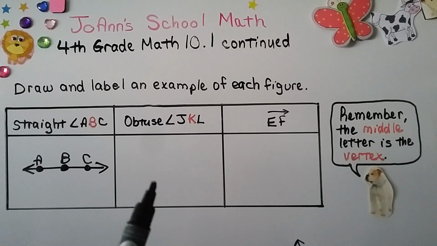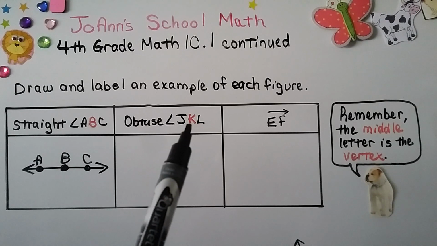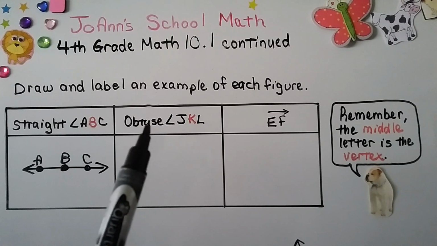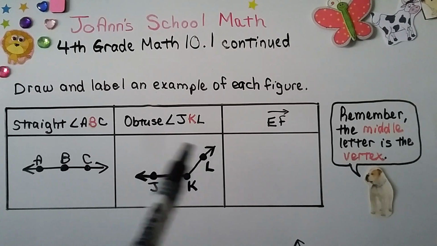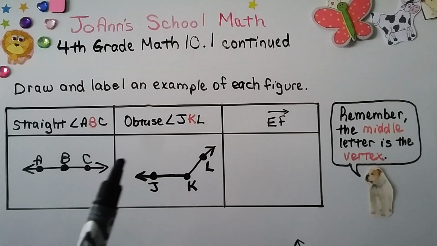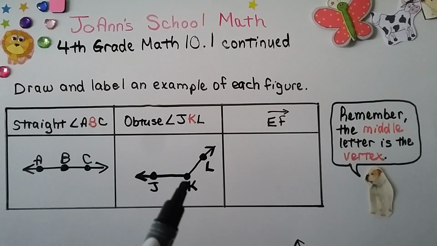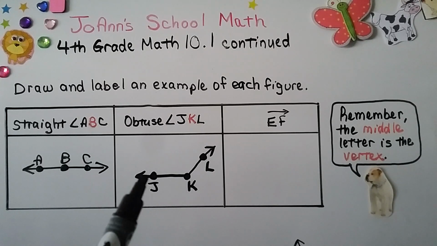Now we need to make an obtuse angle JKL. So we know the vertex is going to be the middle letter K, and if it's obtuse, it's going to be greater than a right angle or an acute angle, won't it? We draw it greater than a right angle and an acute angle. We make the middle letter the vertex, and we draw points J and L somewhere on the rays.